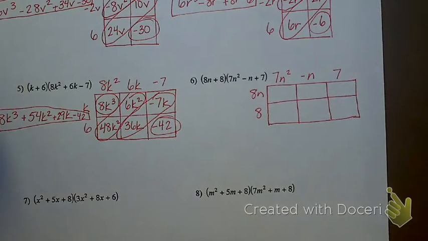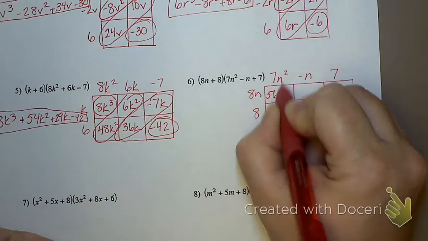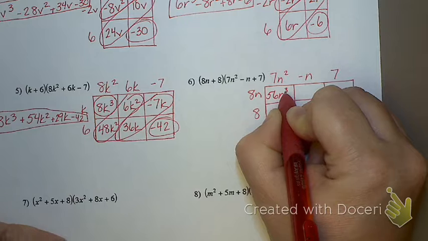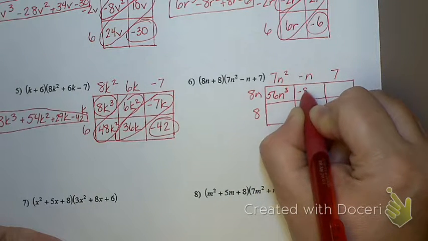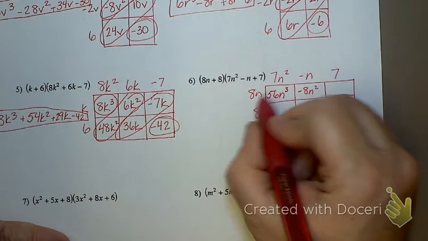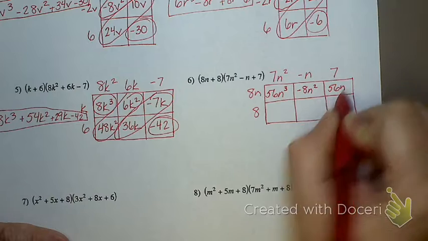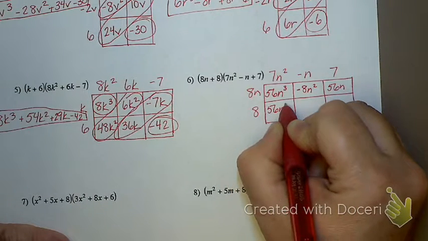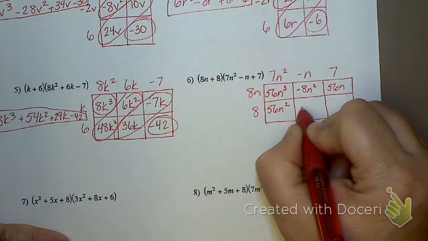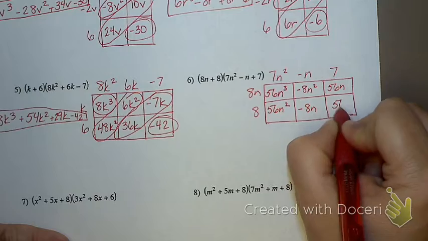All right, 8n times 7n squared is 56n to the third. N times n squared would be n to the third. 8n times negative n would be negative 8n squared. 8n times 7 would be 56n. 8 times 7n squared would be 56n squared. 8 times negative n would be negative 8n, and 8 times 7 is 56.